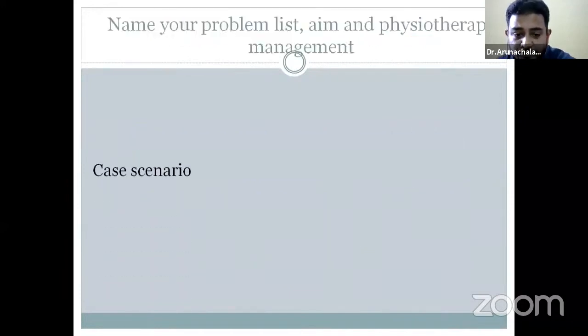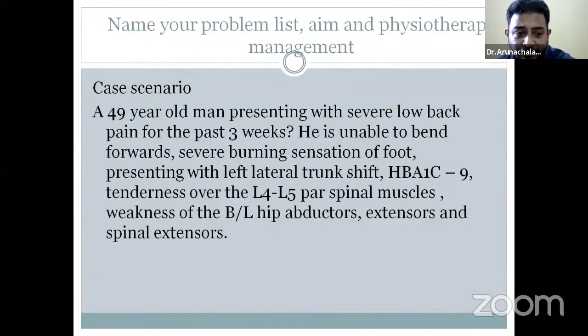So we gave a case scenario of a 49-year-old man presenting with severe low back pain for three weeks duration. He is unable to bend forwards, has a severe burning sensation in his foot, and presents with a left lateral trunk shift. These were distracting words which we used, where the physiotherapist would be more diverted. We also inserted a small detail: HbA1c was 9, with tenderness over the L4, L5 paraspinal muscles, and weakness of bilateral hip abductors, extensors, and spinal extensors.